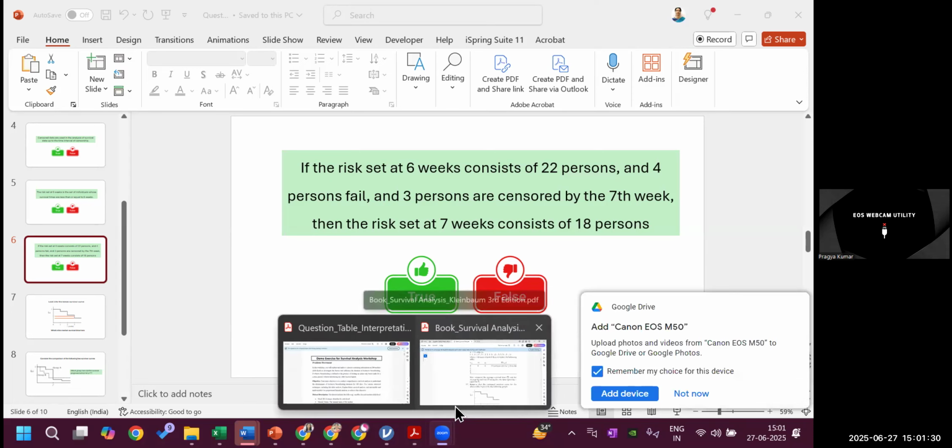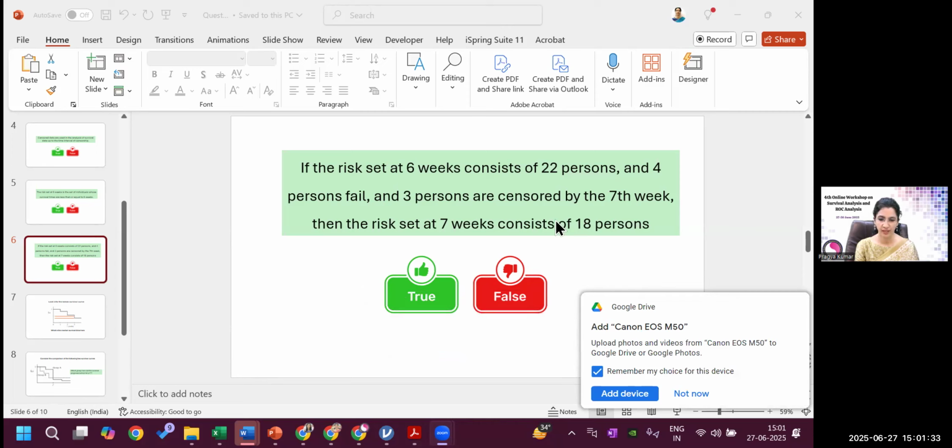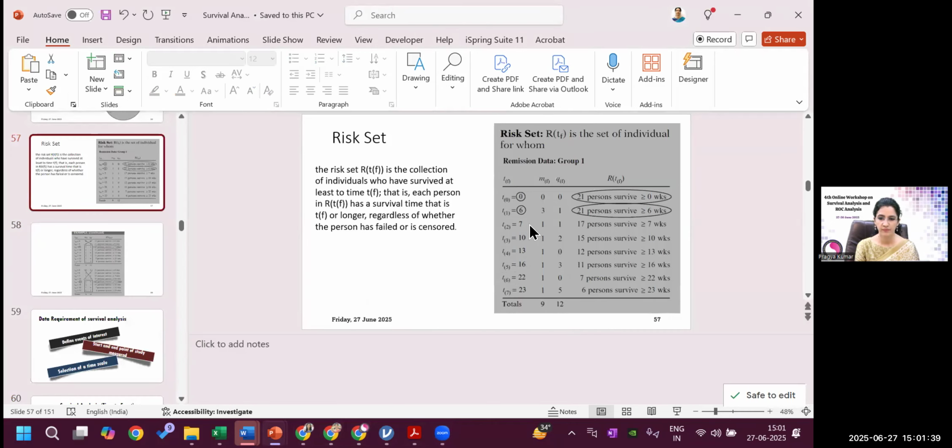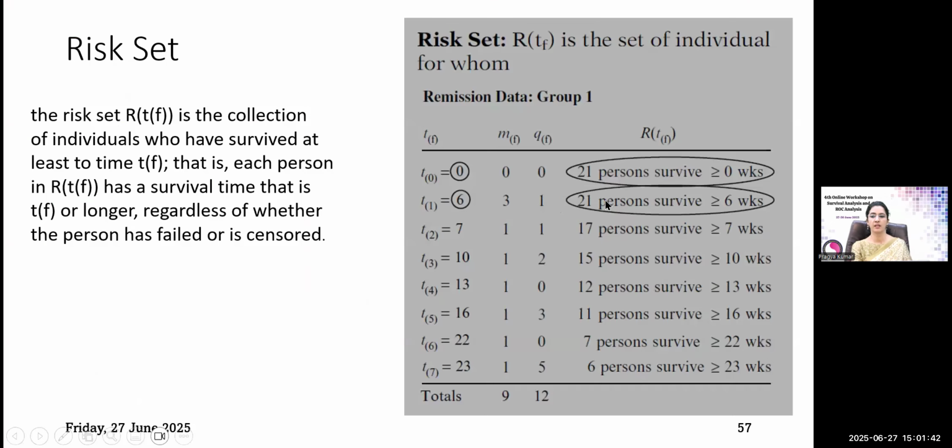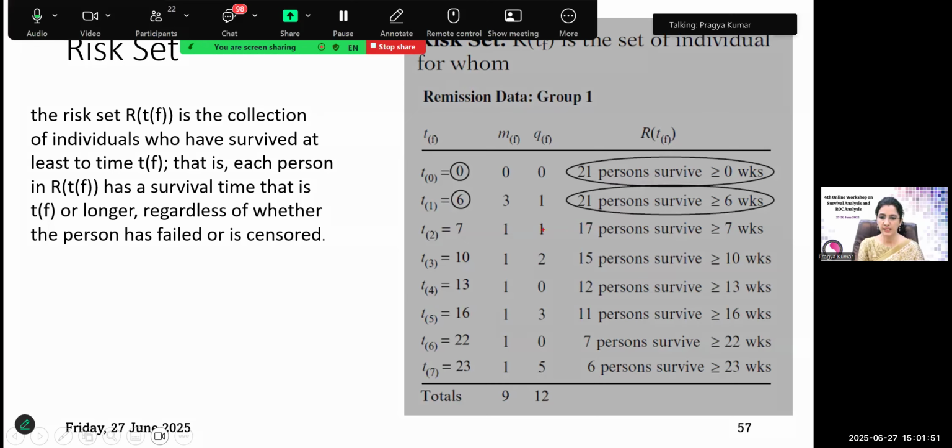So Dr. Poonam has asked me to again explain that. So Dr. Poonam, remember, I'll again go back to that slide. This slide. Okay, so consider this as the same question. At 6 weeks, he is saying that here 21 is there, but in the question it is 22 people in the risk set. And by 7th week, 4 people developed the event, and there were 3 censored. So what will be the risk set at 7th week?